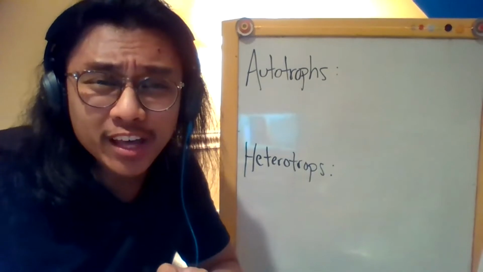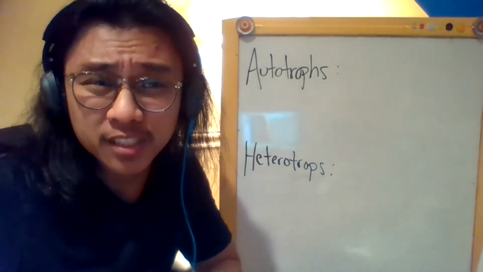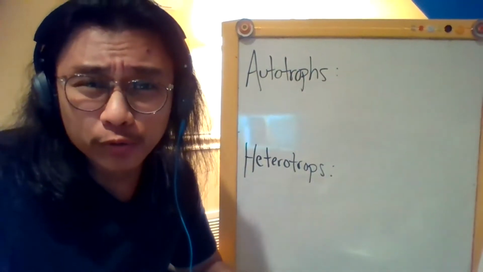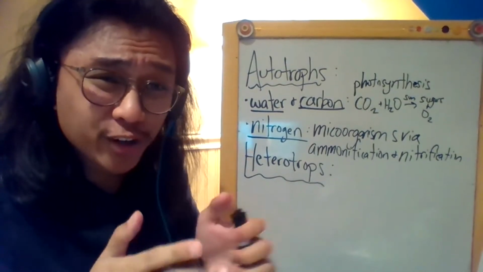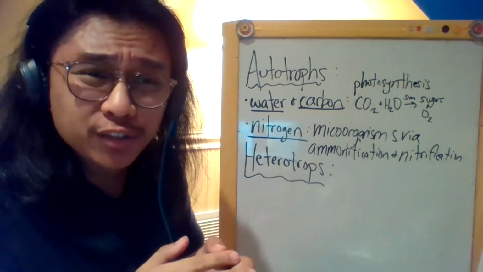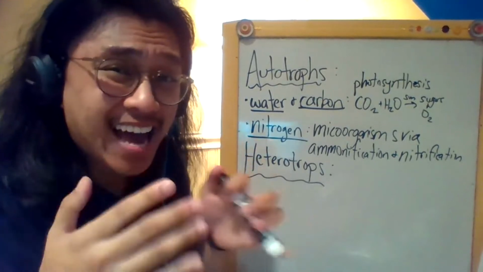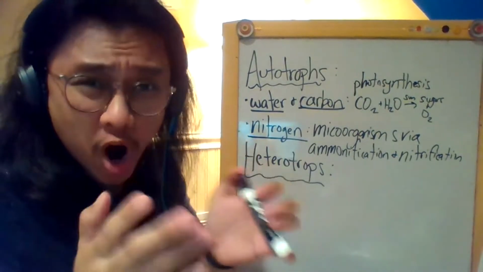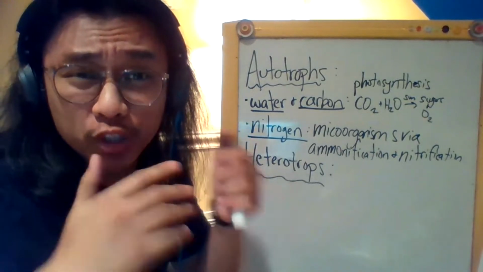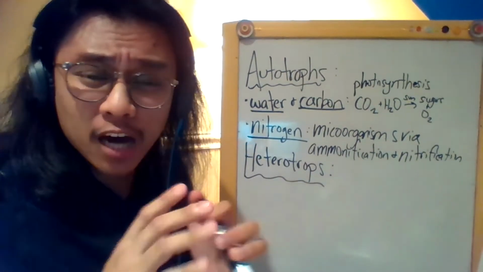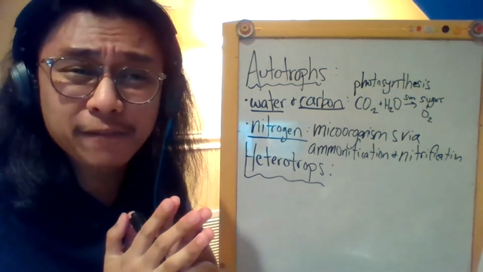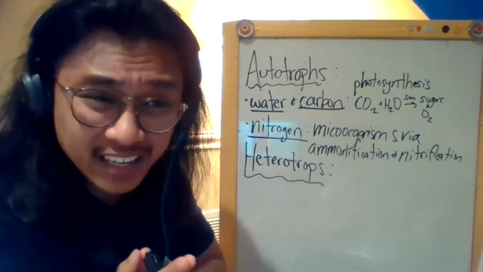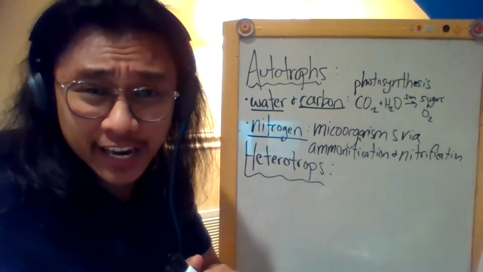We should already know that there are two main types of organisms: autotrophs and heterotrophs. Autotrophs access water and carbon through the process we learned called photosynthesis, which uses carbon dioxide, the gaseous state of carbon, and water in order to produce stored energy. Autotrophs get their nitrogen from the nitrogen cycle, specifically in the steps of ammonification and nitrification.